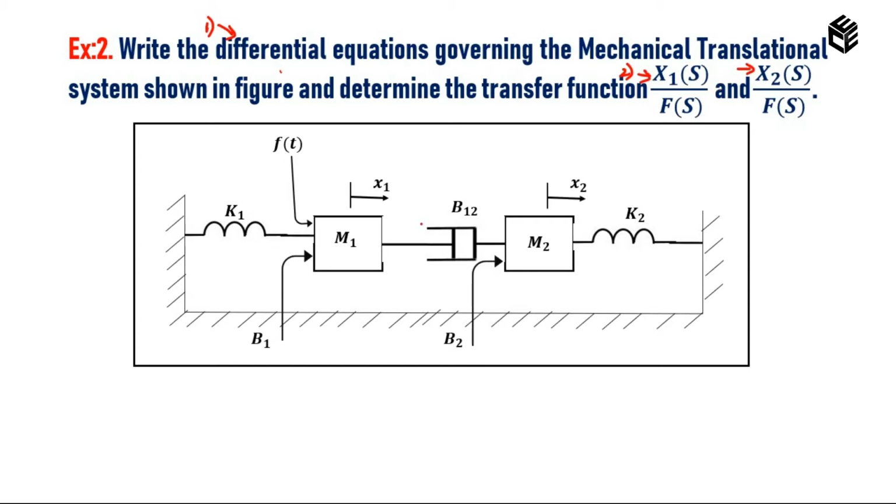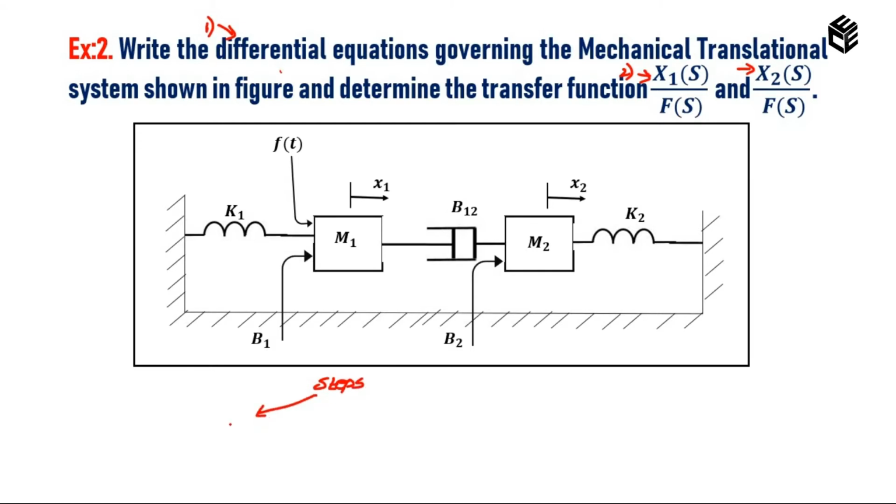Analyzing the given diagram, we understood that the system consists of two masses m1 and m2, and the masses are provided with the displacements x1 and x2. Similarly, an applied force f of t is given to the first mass m1. Okay. So let's go through the steps once.